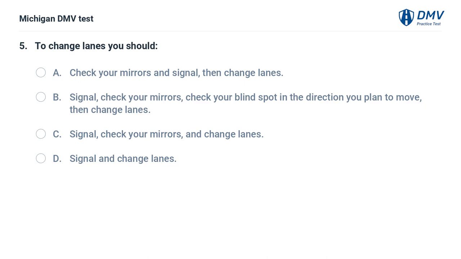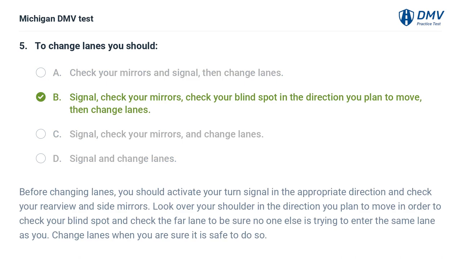To change lanes, you should: A. Check your mirrors and signal, then change lanes. B. Signal, check your mirrors, check your blind spot in the direction you plan to move, then change lanes. C. Signal, check your mirrors, and change lanes. D. Signal and change lanes.